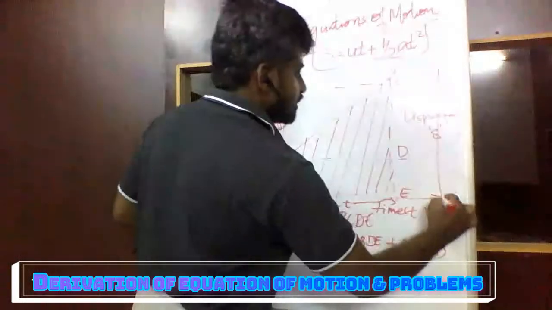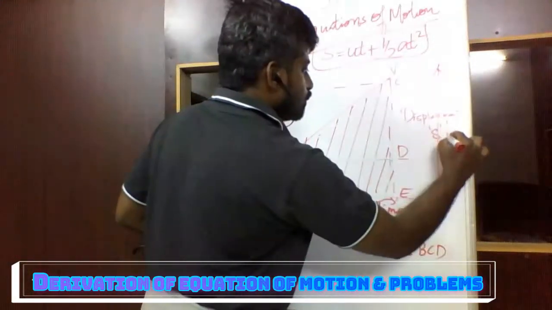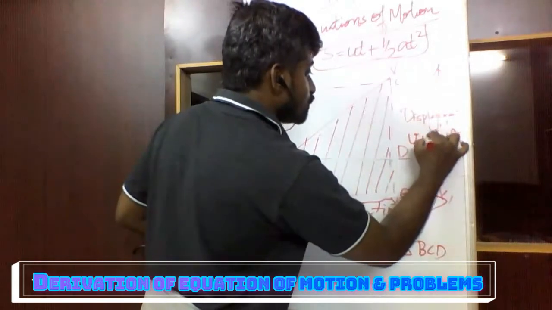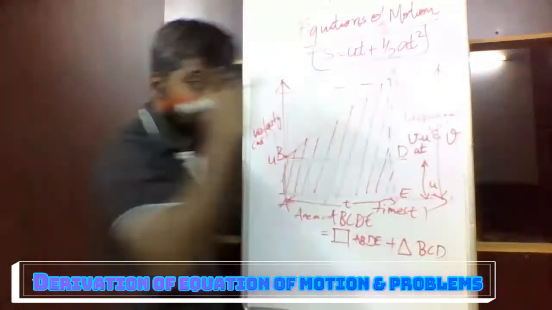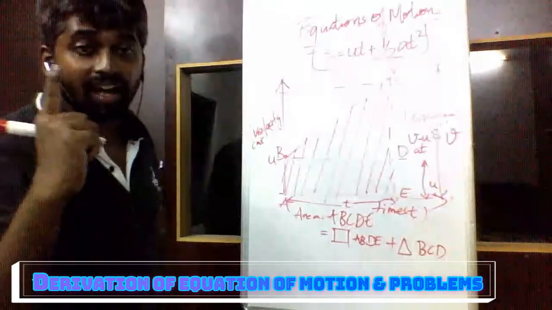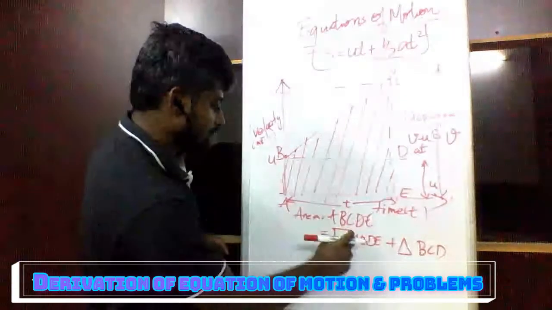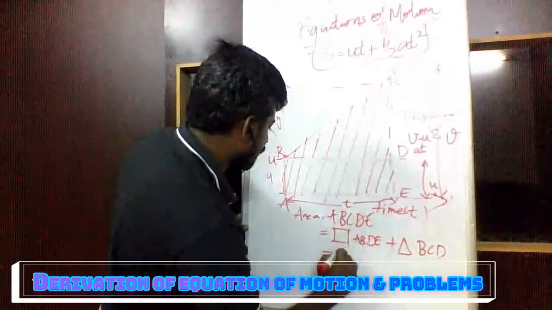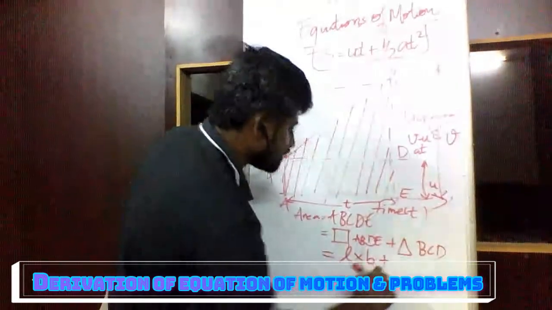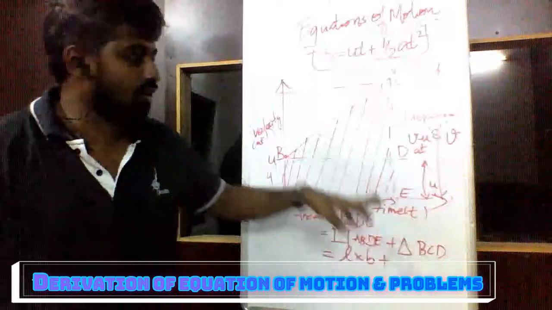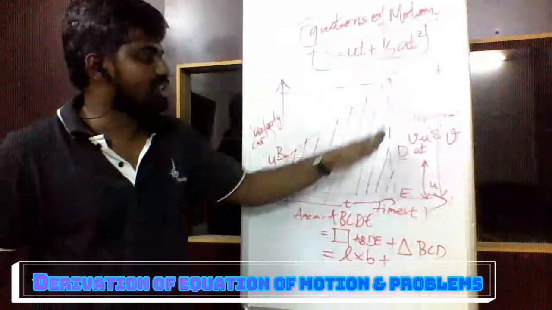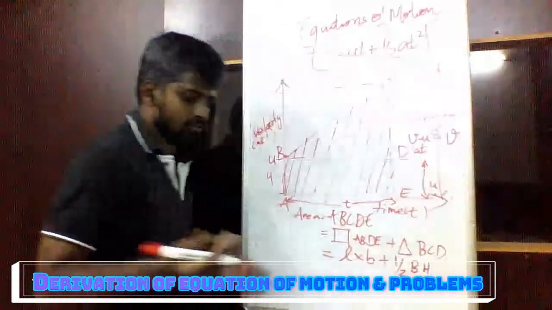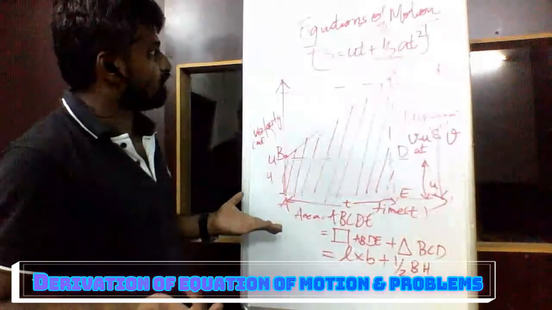You remember, this is u, this is v, and this v minus u is equal to at, from the first equation of motion. Now what is the area of the rectangle? Length into breadth. Breadth is u. So length into breadth, plus what is the area of the triangle? Half base into height, half BH. Simple. When you solve this, automatically you can find the answer.